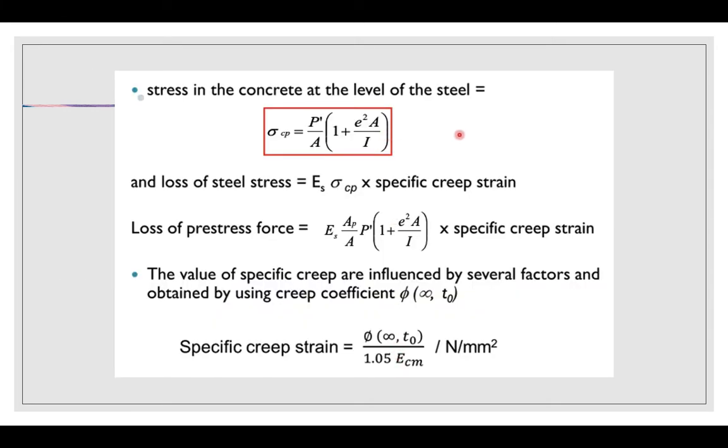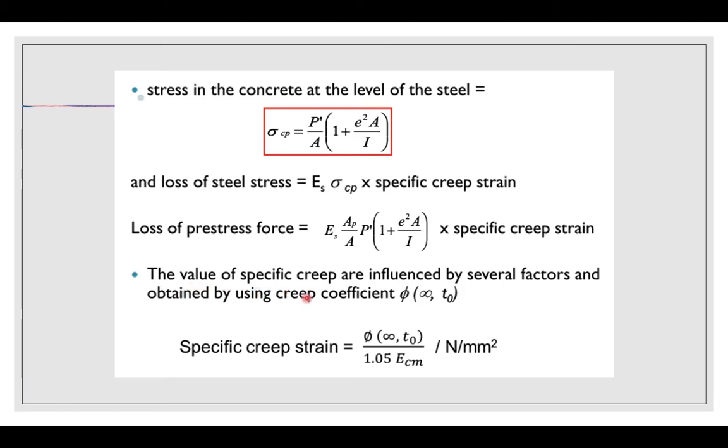These are the equations that we are considering when we talk about the loss of pre-stress force with regards to the creep strain. We have the stress in concrete at the level of the steel. With this equation, we can calculate the loss of steel stress, where we have Es times sigma_cp, multiplied with a specific creep strain. Then from here, we can calculate the loss of pre-stress force, which equals this equation multiplied with the specific creep strain.